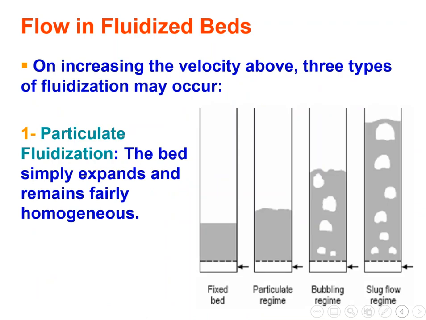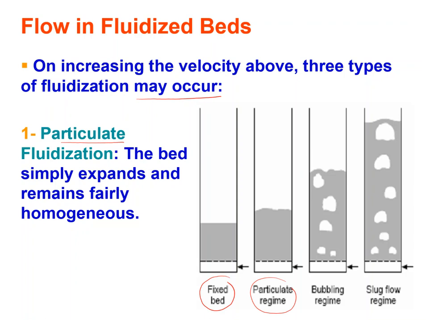So what are the types of fluidization? We have three main types. On increasing the velocity, three types of fluidization may occur. The first type is called particulate fluidization, and here, this is the fixed bed, the packed bed. This is the first type, which is the particulate fluidization.